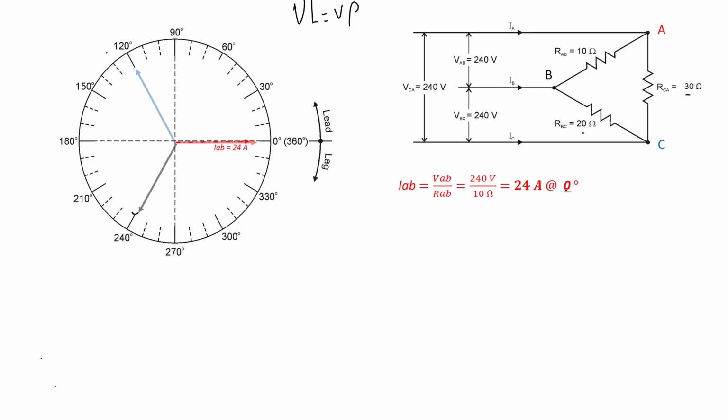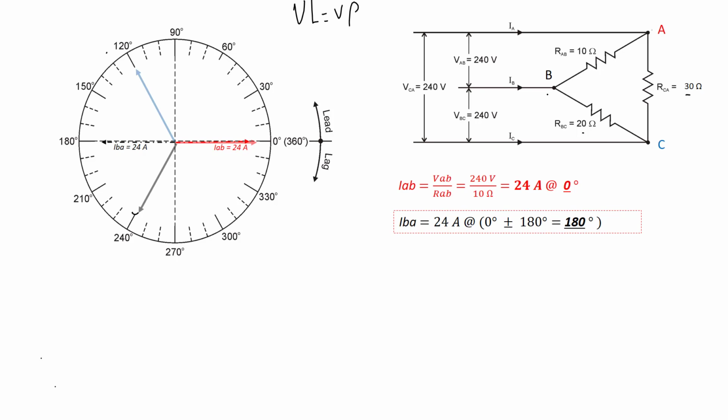In phase with voltage VAB. Now while I'm here, I know I'm going to need the opposite vector of IAB for another calculation, so I'm going to go ahead and figure it out. So IBA, which is the opposite of AB, is still the same magnitude, 24 amps, but now it's 180 degrees from IAB. So I can plot that out. IBA is 24 amps at 180.